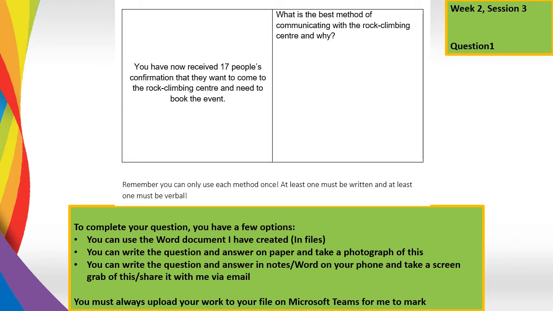For your last part, you've now received 17 people's confirmation that they want to come to the rock climbing centre and you need to book the event. How are you going to contact the rock climbing centre? How are you going to book this event? What is the best method of communicating with the rock climbing centre and why? Your method here should be different to the 2 that you've already used, and you need to ensure that you have used at least 1 written method and at least 1 verbal method. So if you've done 2 written ones so far or 2 verbal ones so far, you need to now mix it up.